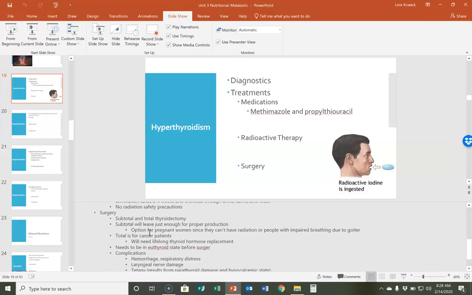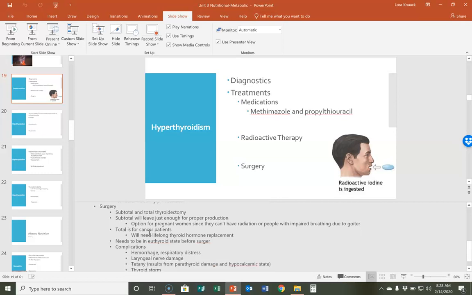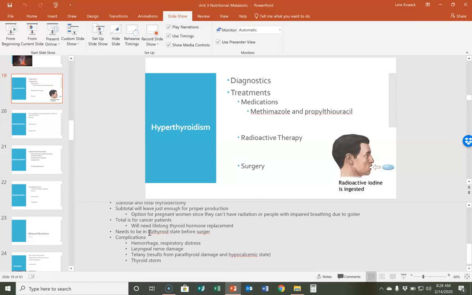Surgical therapies. So we can do a subtotal and total thyroidectomy. Subtotal is going to be part, and then the total is going to be the whole thing. Subtotal leaves just enough for proper production. This is an option for pregnant women because they can't have radiation, or people with impaired breathing due to a goiter. If that goiter is so large that it's actually cutting off the trachea, they have to go in and surgically take it out. Total thyroidectomy is for people with thyroid cancer. They will need lifelong thyroid hormone replacement therapy.